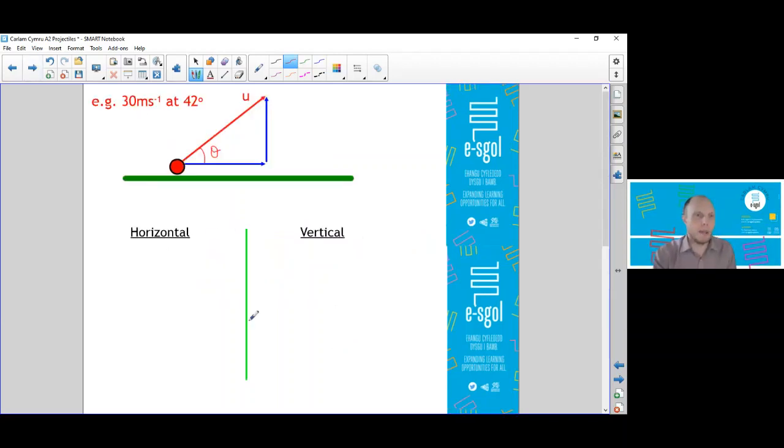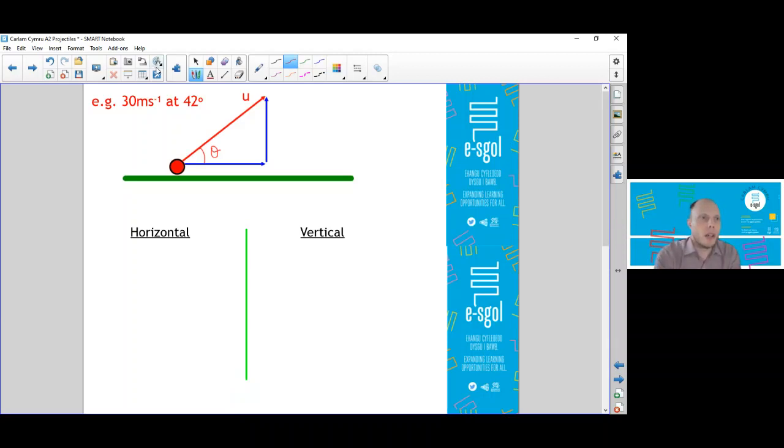If we actually have a look a bit more in depth at the question now then. So this is a projectile that's being fired at an initial speed of 30 meters per second at an angle of 42 degrees. Okay, and there's a couple of things you need to know. So first of all, I've split my page in half, and that's a good strategy because it does keep your work separate. It saves you picking the wrong number for the wrong direction. Horizontal and vertical are independent of each other.